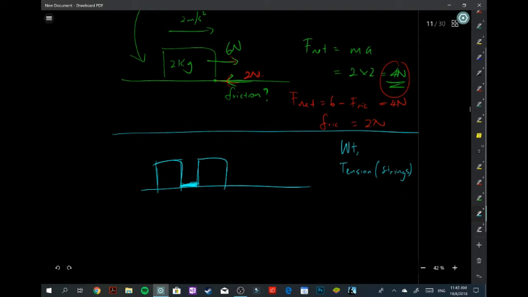Tension. Let's say I have a box hanging by the ceiling. Tension is upwards, weight is downwards. That's why it can be hung there without falling down. So tension always acts towards the support. Then of course you have your friction, or your air resistance, whichever medium you are in. If you are on the ground, then obviously it's friction. If you are in the air, then obviously it's air resistance.